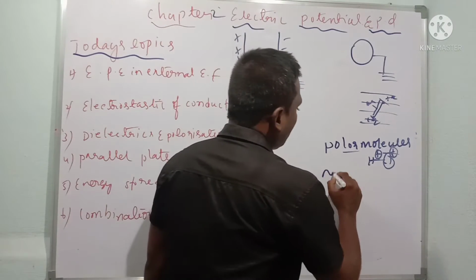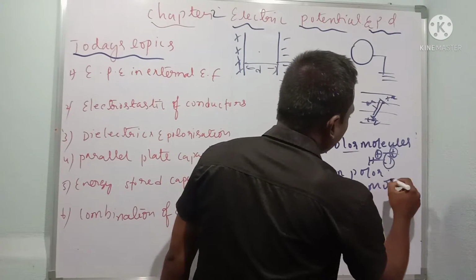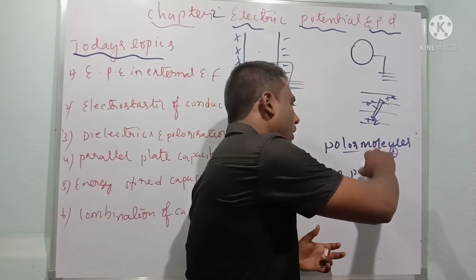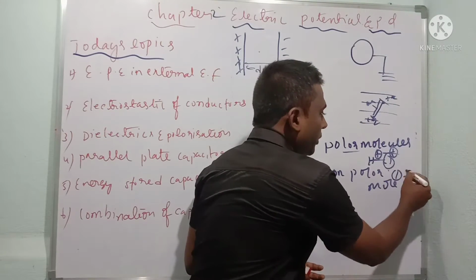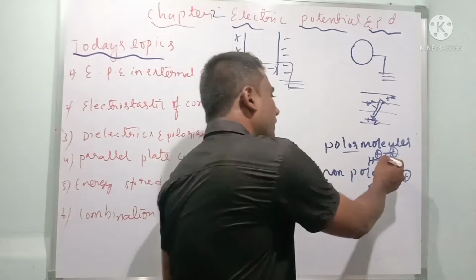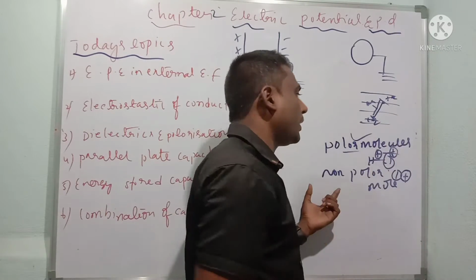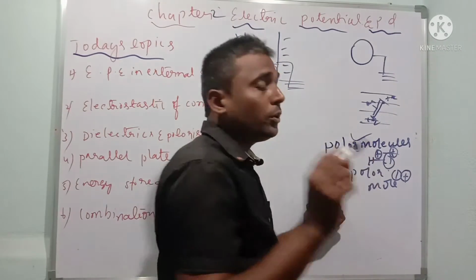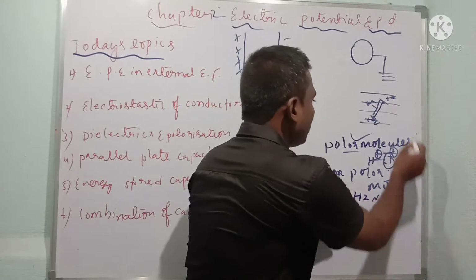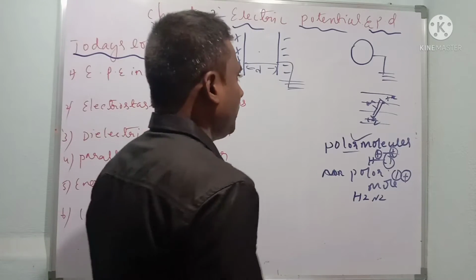If I speak about non-polar molecules, they may ask you, children, in the CET. Non-polar molecules means the centers of positive charge and negative charge coincide with each other, that is, they are going to intersect. That is called non-polar molecules. If they do not coincide, that is polar molecules. Here heteronuclear molecules are seen, and here homonuclear molecules are seen, like H2, N2. This is all about polar molecules and non-polar molecules.